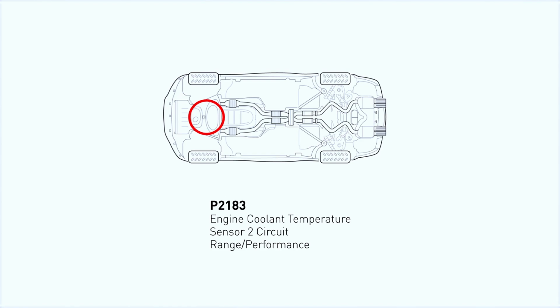The trouble code P2183 can be explained as ECT sensor number two circuit range performance. This diagnostic fault code is a generic powertrain code, which means that it would apply to OBD II equipped vehicles. The specific repair steps can vary, as it depends upon the vehicle make and model.